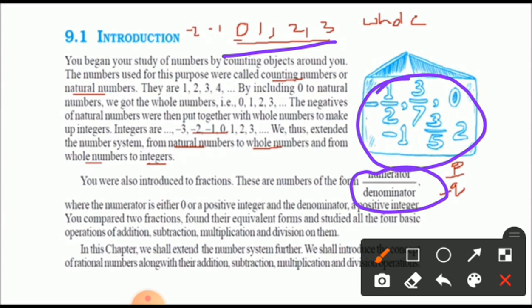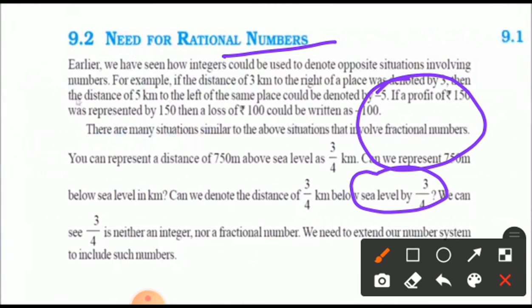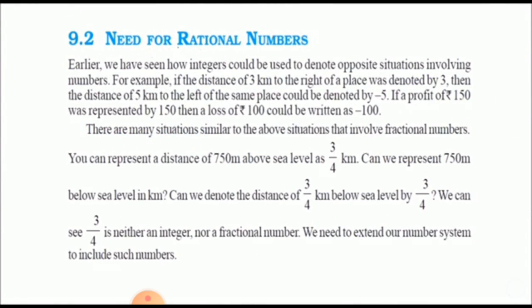In the same way, we use a numerator and denominator here, but it is called a rational number. We can say numbers that can be written as p upon q, in this format, are rational numbers. Here the numerator is either 0 or a positive integer, and the denominator a positive integer. You compared two fractions, found equivalent forms, and studied all 4 basic operations of addition, subtraction, multiplication and division. Rational numbers can also do these things. Clear, beta? Yes, very good.